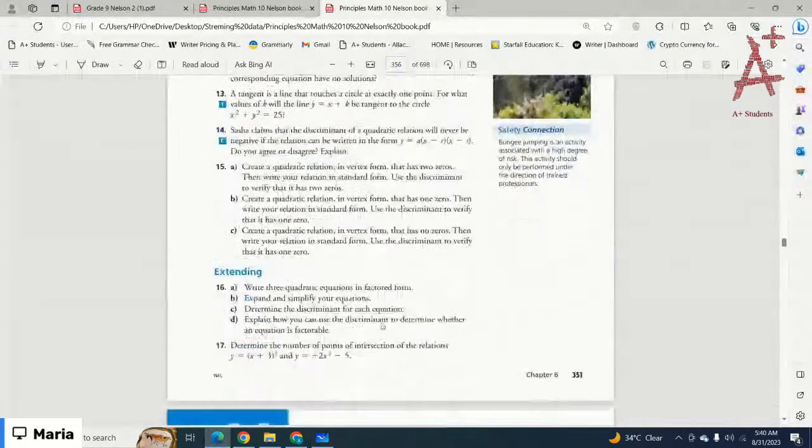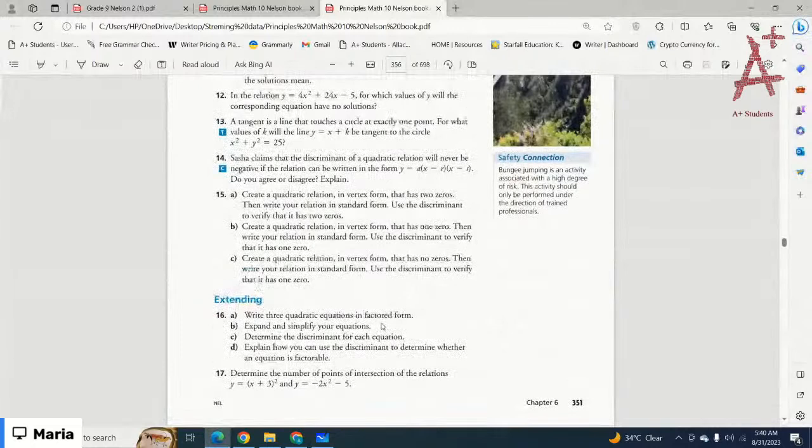Okay, let's just evaluate question number 14. Sasha claims that the discriminant of the quadratic relation will never be negative if the relation can be written in the form y equals a(x minus r)(x minus s). Do you agree or disagree? Explain. Okay. The equation is y equals a(x minus r)(x minus s). You can see r and s are the solutions of the relation, right? So that means there must be two solutions and the discriminant cannot be negative.